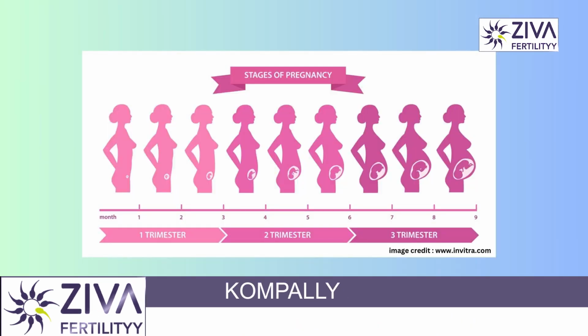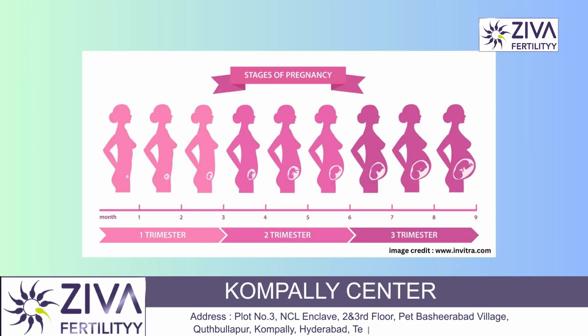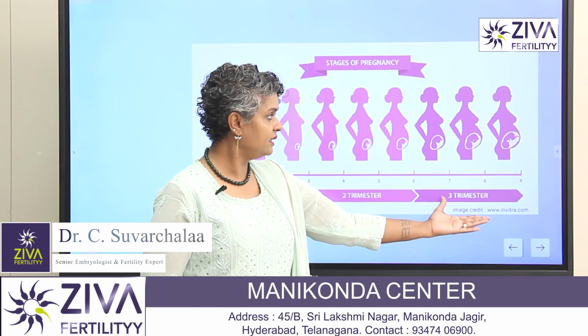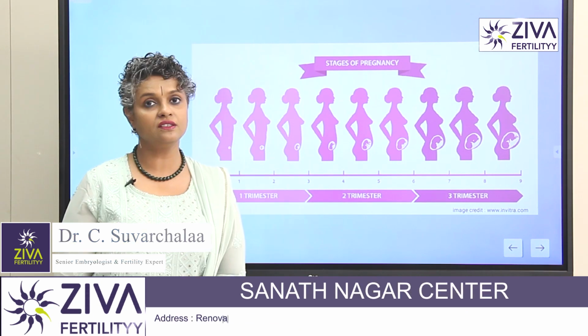If we look at the stages of pregnancy, the first 3 months are called the first trimester, the next 3 are called the second trimester, and the last 3 months of pregnancy are called the third trimester.